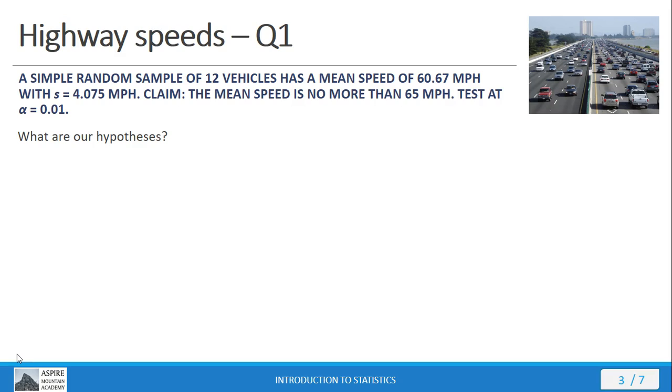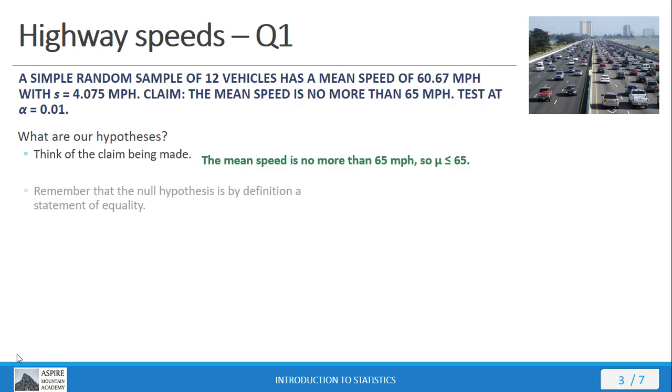Okay, let's see how we did here. So, what are our hypotheses? First, we're going to think about the claim. Here, the claim is that the mean is going to be less than or equal to 65. So, it says no more than. That's the same thing as less than or equal to. So, there's our claim. We can now write our null hypothesis. And that's just going to be a statement of equality because that's what it is by definition. So here's our null hypothesis.